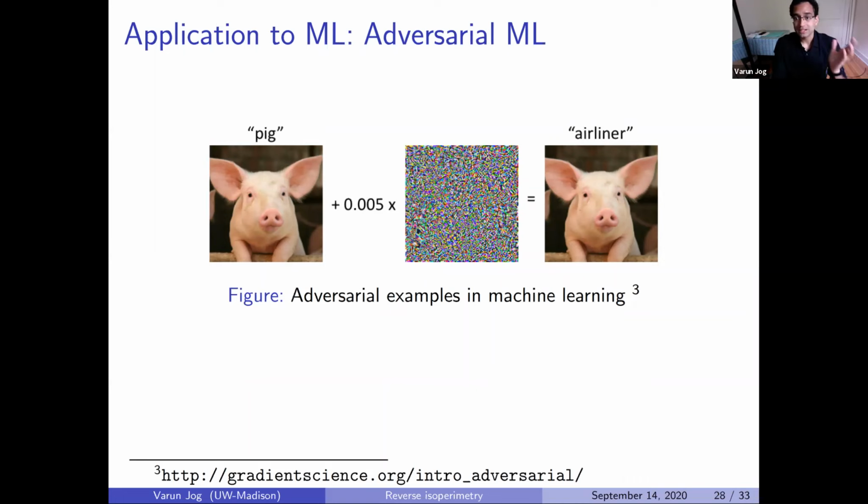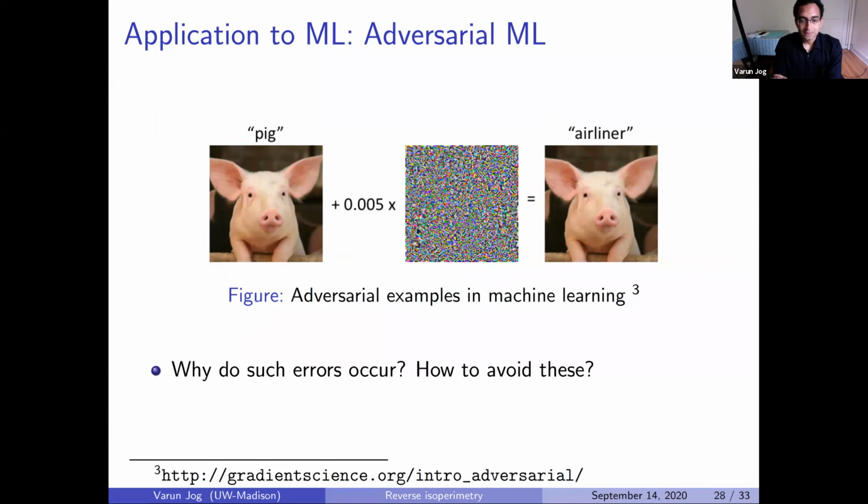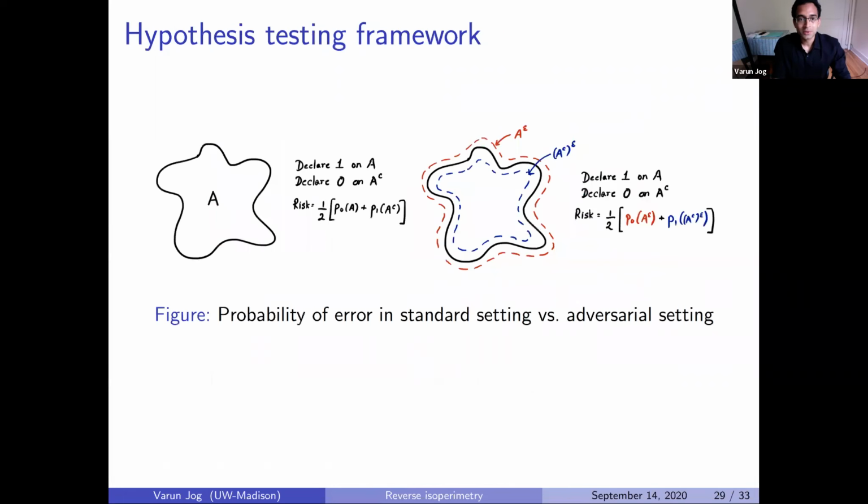So these kinds of examples are all over the place. You don't have to search hard to find such examples where adding a small amount of noise gives you a completely wrong answer. And of course, the questions that people are currently thinking about is, why do these errors occur and how to avoid these? So with a student last year, I was thinking about these problems more from a hypothesis testing framework.